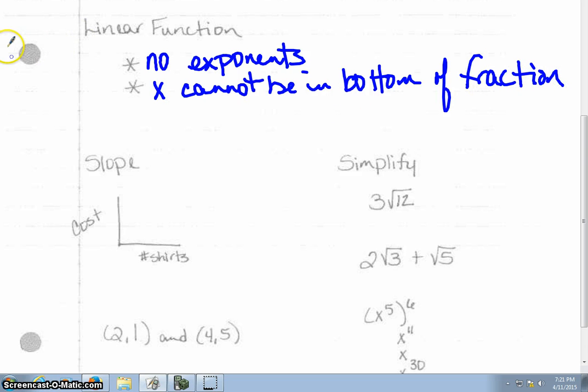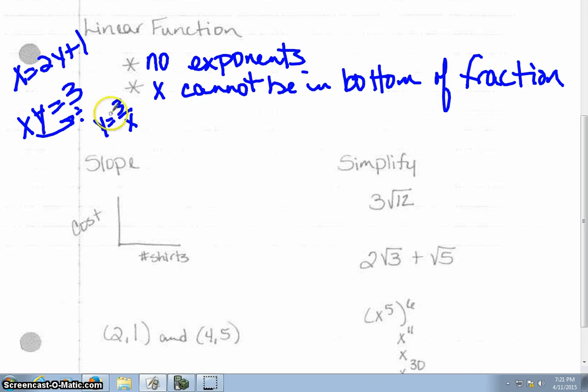So if you had x = 2y + 1, this is linear because there are no exponents and x is not in the bottom of a fraction. If you had xy = 3, you would have to say, well, when I get y by itself, what am I going to have to do? You're going to move that over and you're going to divide. So that would become y = 3/x. X is in the bottom. This is not linear. Okay, so get y by itself and then make sure there are no exponents and the x is not in the bottom of a fraction.